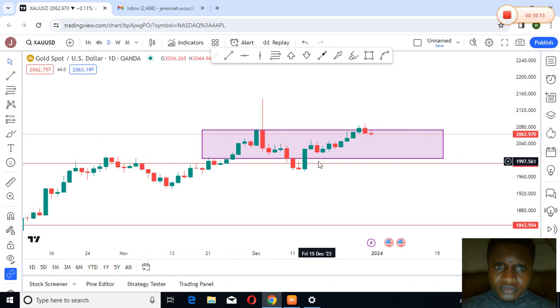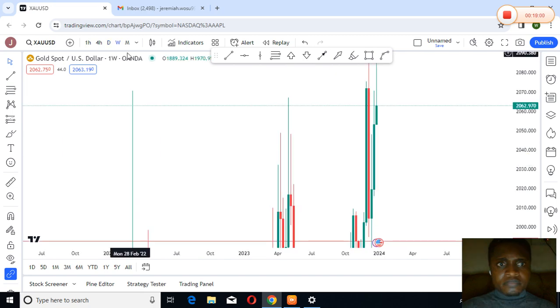Once again, let me go to my weekly. Let me see what my weekly is trying to tell me. From my daily analysis, from my daily candle, it's telling me that gold wants to drop. So we are expecting gold to drop. All right, so this is what I'm expecting from analysis.